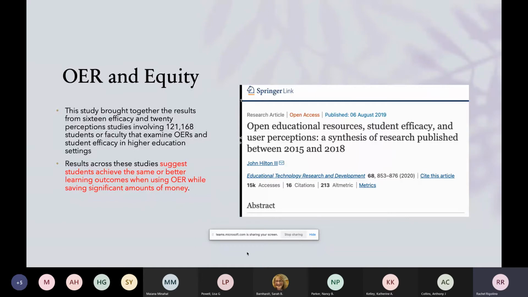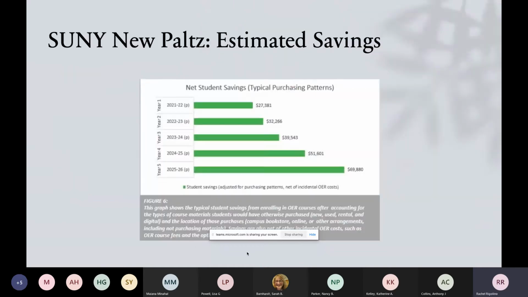I stole a slide. I'm the OER lead on my campus, and this is something we just presented yesterday to our provost. Now, we plugged in numbers. These are our projections, but this would be estimated savings. Again, when you're creating an argument to administrators, they're often concerned about the bottom line. So this would be a savings to our students.